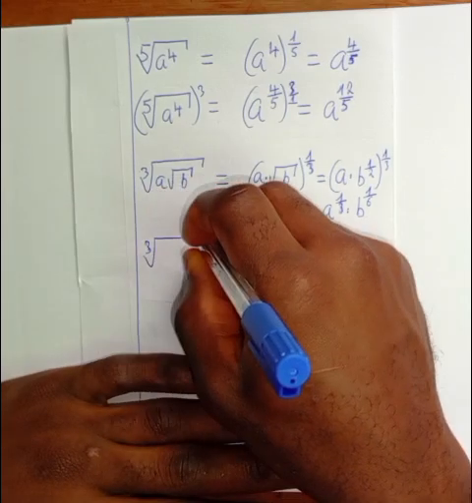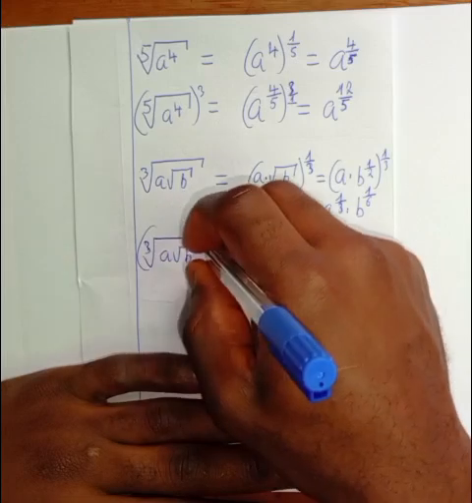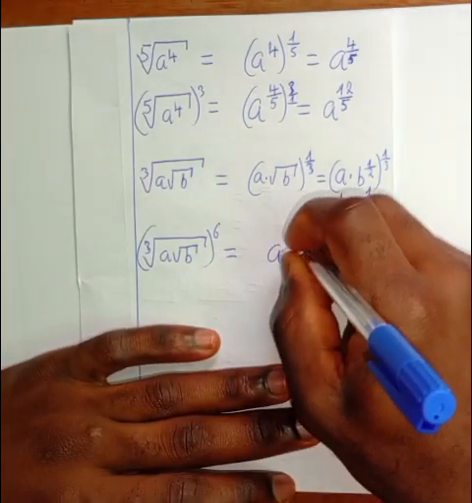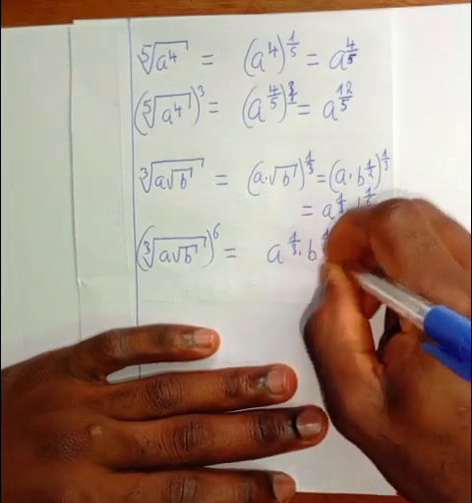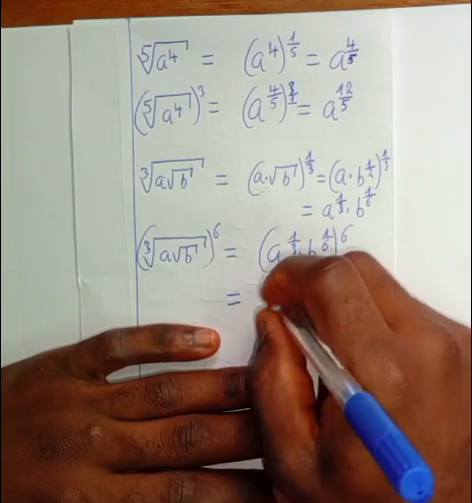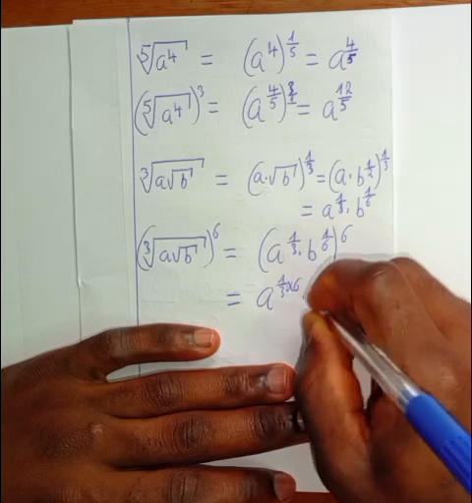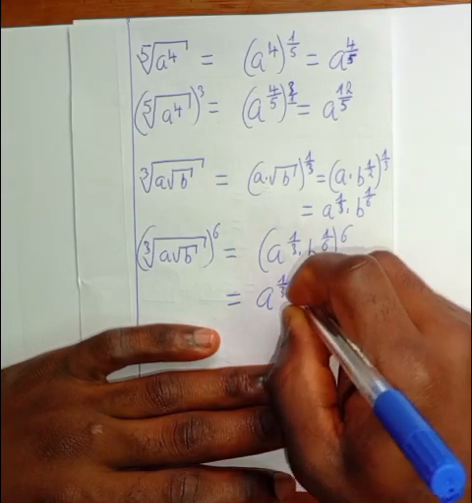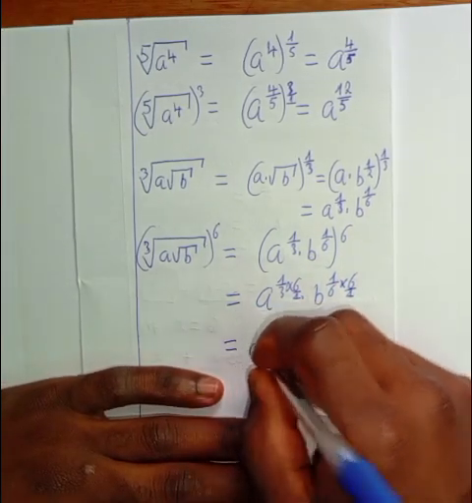cube root of a times square root of b, all this raised to the power 6, it will simply be equal to a raised to the power 1/3 times b raised to the power 1 over 6, all this raised to the power 6. And this will be equal to a raised to the power 1/3 times 6 times b raised to the power 1 over 6 times 6. I write 6 here, 6 over 1. This is times. This will simply be equal to a raised to the power.